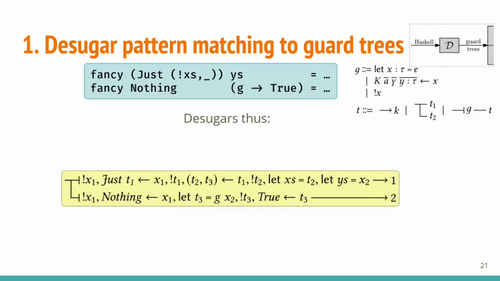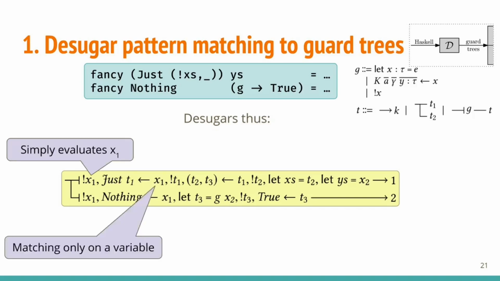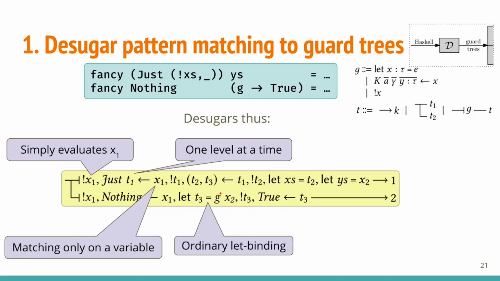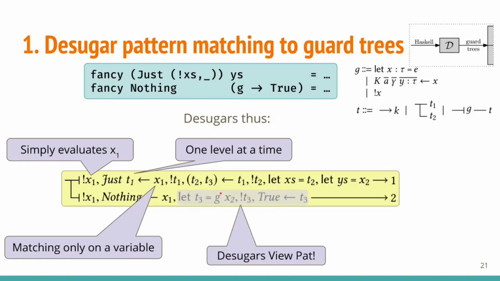Looking at guards, we can see that nested pattern matching was completely decomposed into multiple flat pattern guards, like on just here. Pattern guards are considered lazy, and evaluation is forced by bang guards, such as on x1 here, which stands for the first argument. Pattern guards can only match on variables and only one level deep at a time. We give names to more complex expressions like this function application with a let binding, which also allows us to desugar the view pattern here, for example.